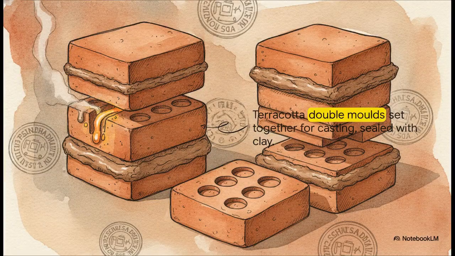Next up, if they were going the casting route, that molten metal got poured straight into stacked terracotta double molds, just like you see here. Notice how carefully they had to seal them with clay to prevent leaks. It required a massive amount of expertise to keep both sides of the mold perfectly synced up.